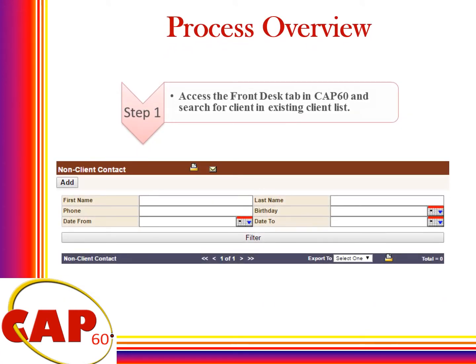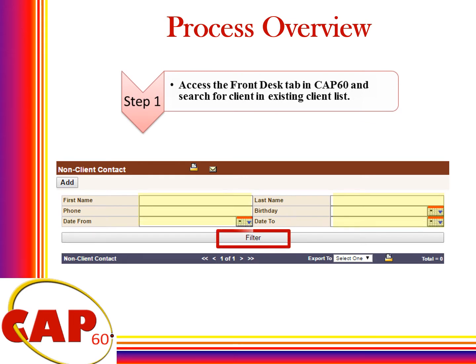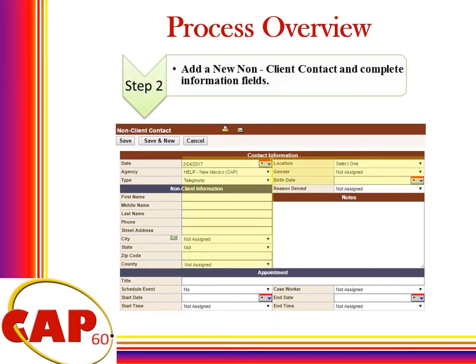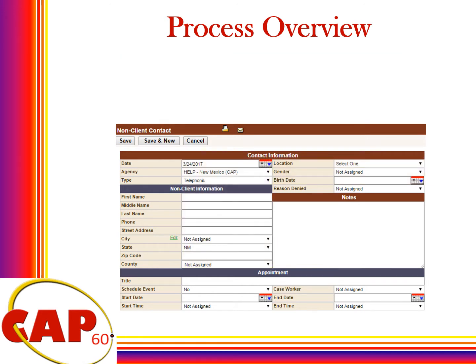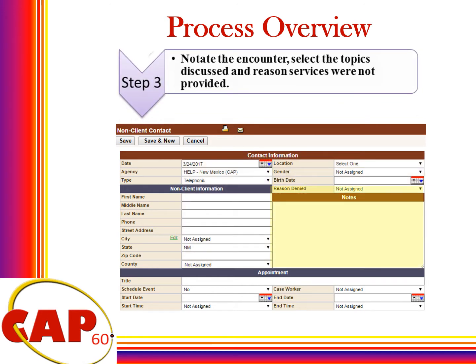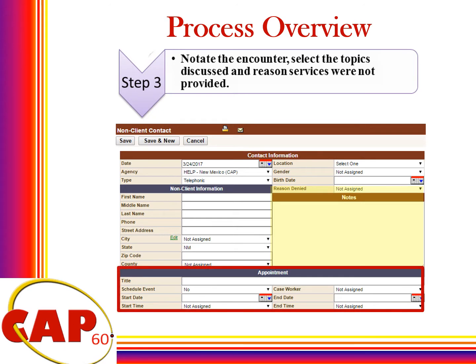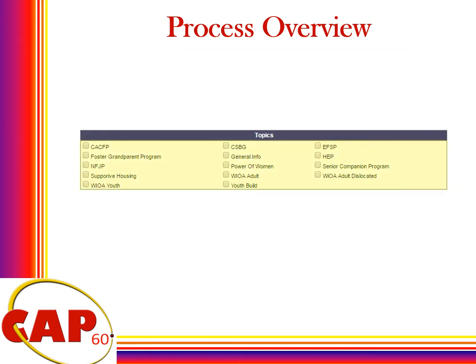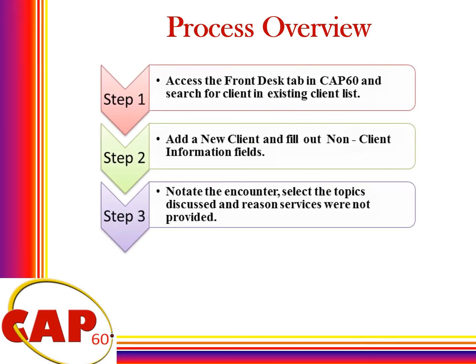Let's take a look at the steps required to complete this process. Step 1. Access the Front Desk tab in CAP60 and search for the client in the existing client list. Step 2. Add a new non-client contact and complete the information fields. Step 3. Notate the encounter, select the topics discussed, and the reason services were not provided at this time. The appointment field is not necessary unless requested by the client. The topic option lists available programs and should be selected based on the encounter. This is an overview of the client contact tracking process.